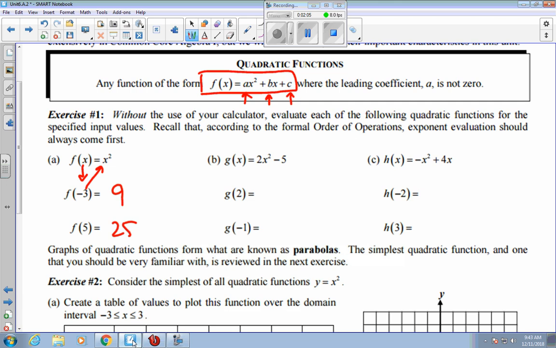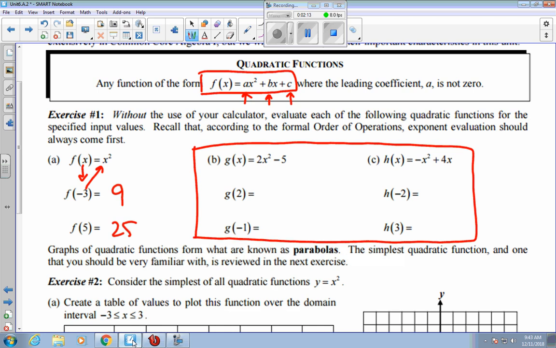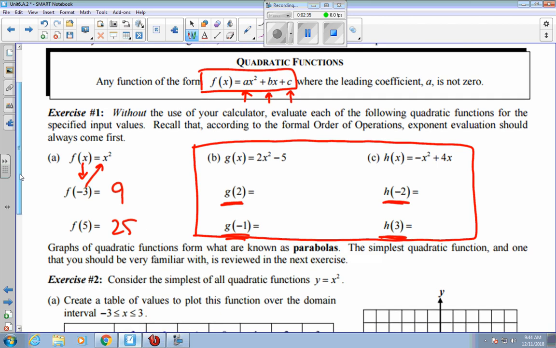Now we have done this before. I know you've done it in Algebra 1. I know we've already done it this year. So these two right here, B and C, when you come in tomorrow, I am going to have a note card. I want the answer to G of 2, G of negative 1, H of negative 2, and H of 3. That is going to be handed in for a grade. So those four output values will be handed in at the beginning of class tomorrow. Make sure you are prepared.